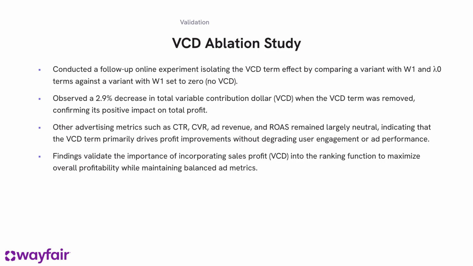To understand the impact of the VCD term in the ranking, we ran another test where we use the conservative variant from the previous test as a control, which has both W1 and lambda 0 terms. In the new variant, we set W1 equal to 0, which is the base weight of the VCD term. In this test, we observed a decrease of 2.9% in total profit and other metrics being neutral. This validated the importance of incorporating sales profit into the ranking function.